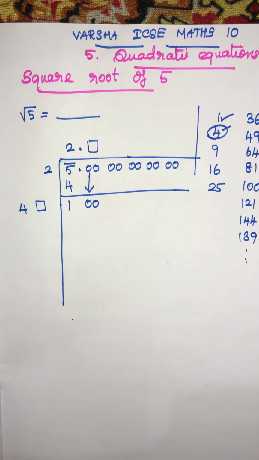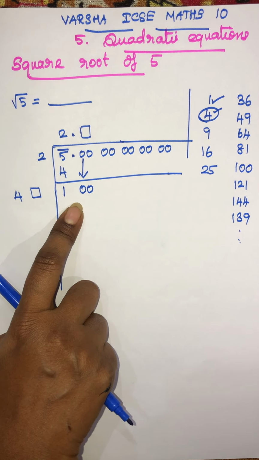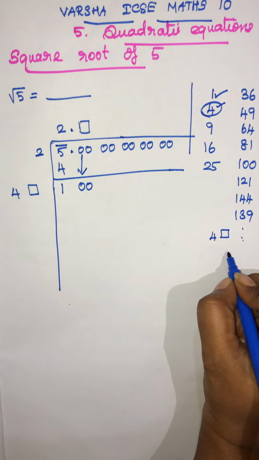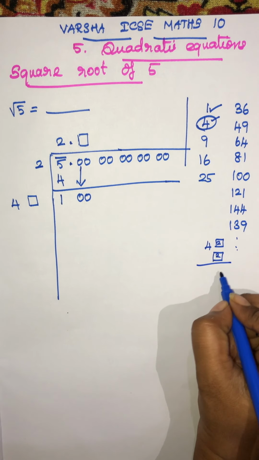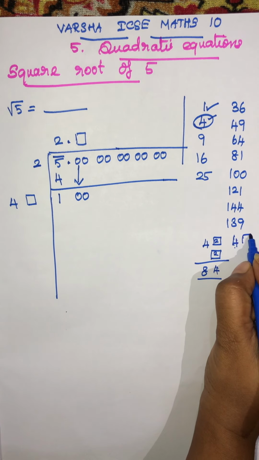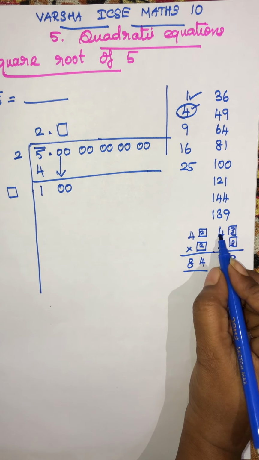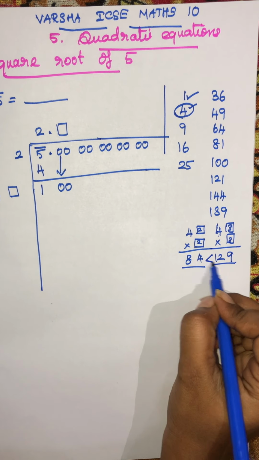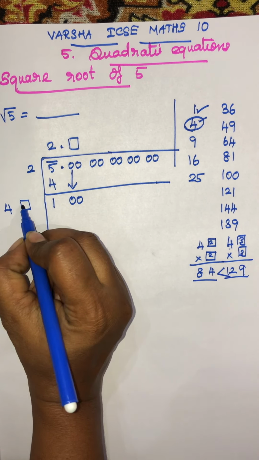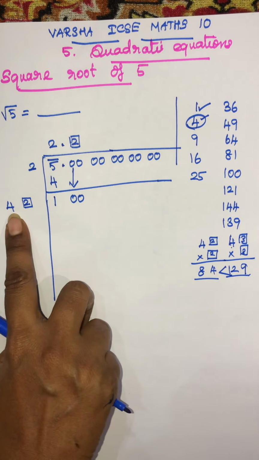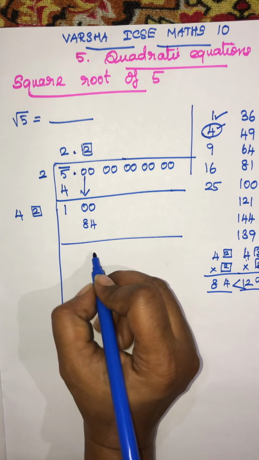Listen carefully. This is a box, so I am going to put a number in the box, finding it by trial to get close to 100. 4 box times box. If I give 3, 4 threes are 12, that is 120. Let me check: if I give 3, 3 threes are 9, 4 threes are 12. This is greater than 100, so you have to choose 84. When you get 84, give 2 in the box. So this is 2 and 2, and 2 into 42 gives 84. Now subtract: 100 minus 84 is 16.